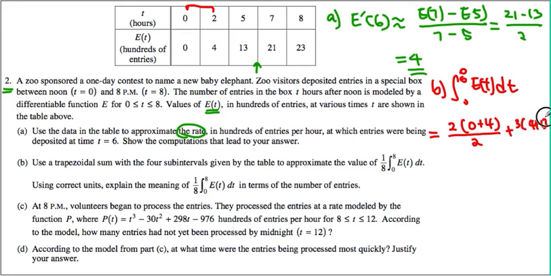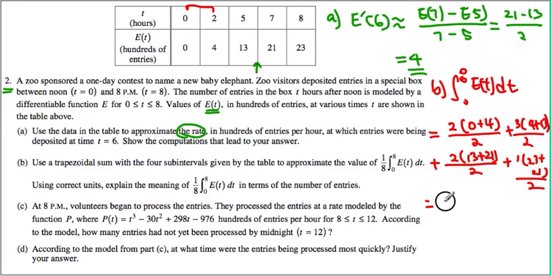For the second one, the height is equal to 3, so 3 times (4 plus 13) over 2. The third trapezoid is between these two, which is 2 times (13 plus 21) over 2. The last one is here, 1 times (23 plus 21) over 2. That's what we end up getting. So our first value here becomes simply 4.